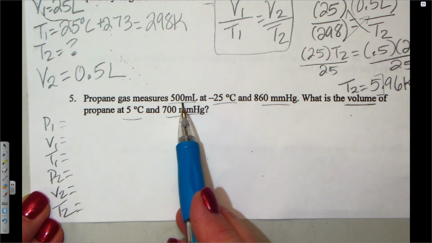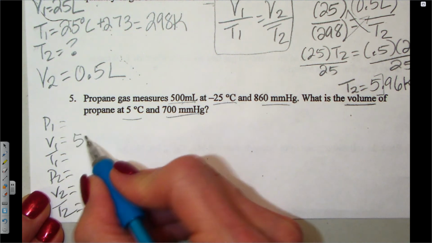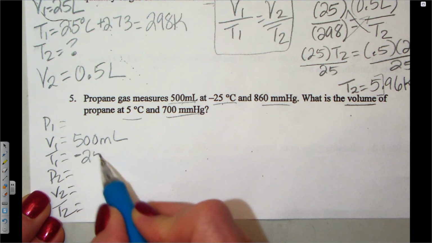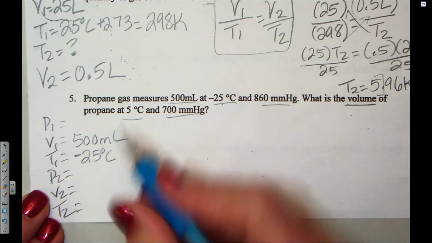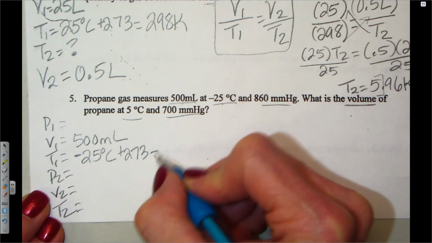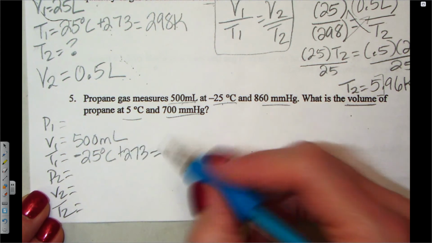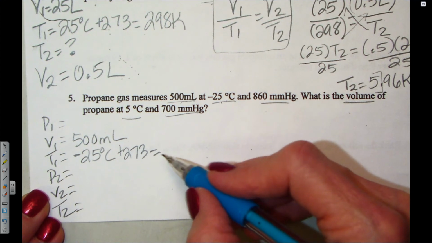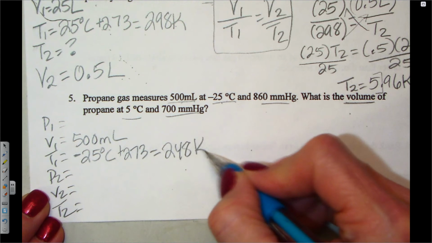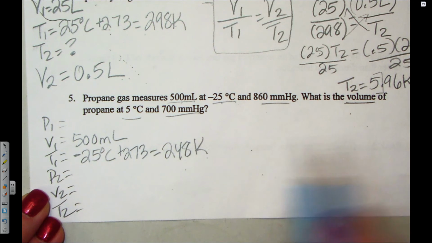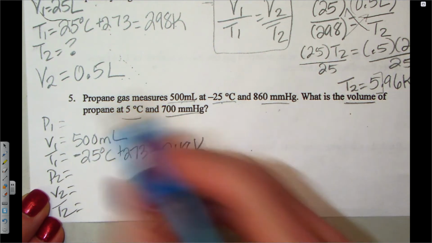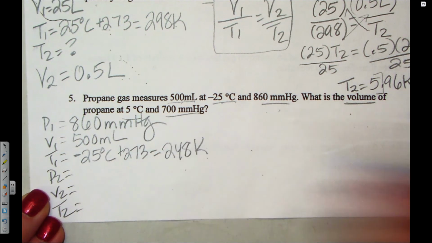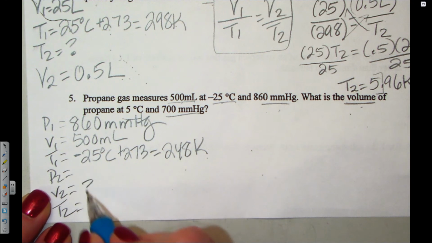So 500 milliliters, that's a volume, so 500 mL. Negative 25 degrees Celsius. Now remember, you cannot leave it in Celsius, so we're going to add 273 to that. Go ahead and show your work for that. And that's going to give you, when you say negative 25 plus 273, that gives you 248 Kelvin. 860 millimeters of mercury, that's our P1, 860 millimeters of mercury. What is the volume? So there's your V2.